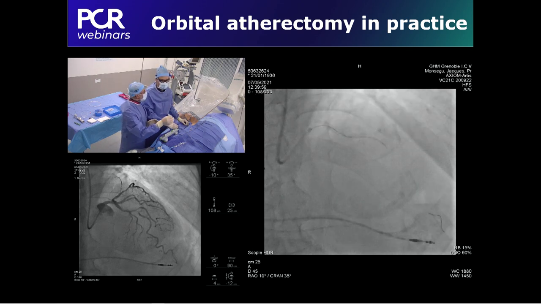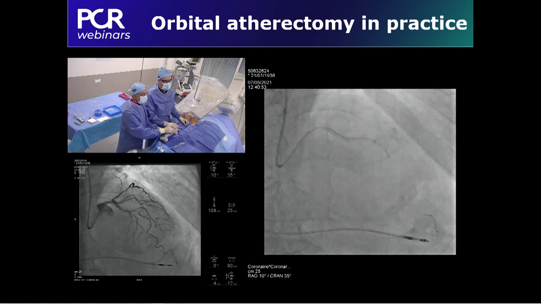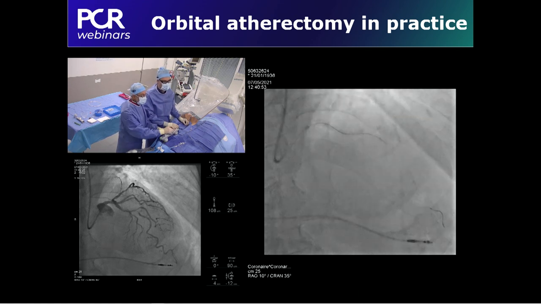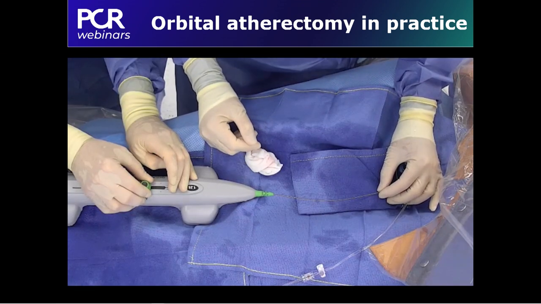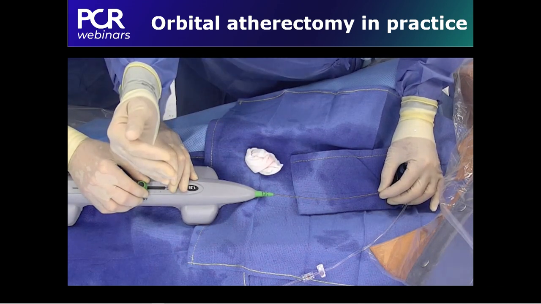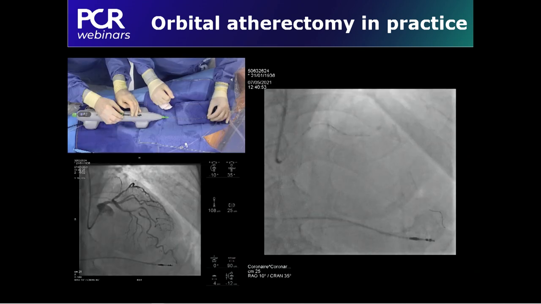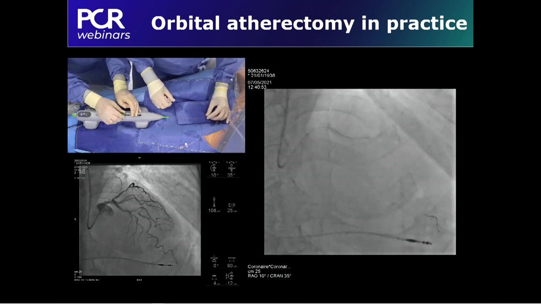So now we are going to work with a retrograde approach with the crown. This is another advantage of having a bidirectional atherectomy. And this is also an important difference between rotational and orbital atherectomy: you are sending the eccentric part of the wall in antegrade and the concentric part in retrograde. Top wall and bottom of the wall. So here, okay. Hear the beep.